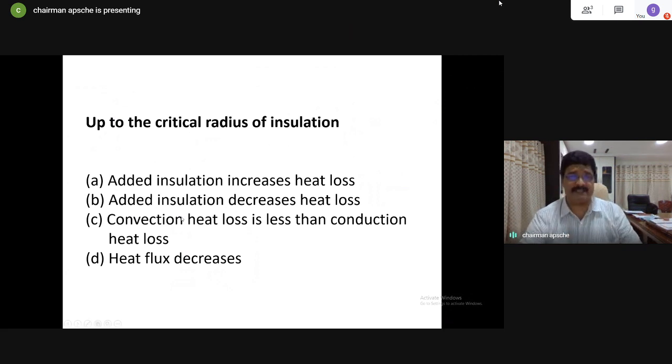Up to the critical radius of insulation, added insulation increases the heat loss; added insulation decreases the heat loss; convection heat loss is less than conduction heat loss; heat flux is decreased. So what do we say? Up to the critical radius of insulation, heat loss increases. అంతే కదా, simple.